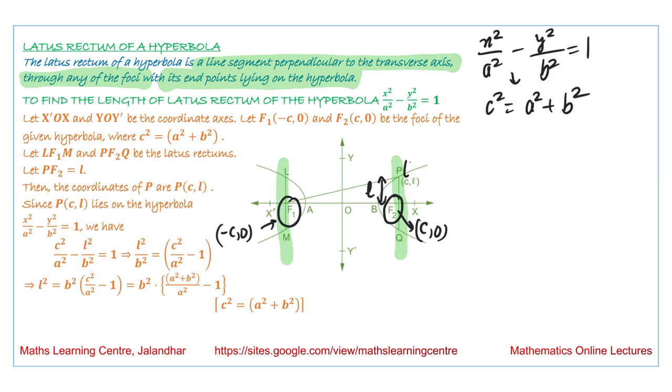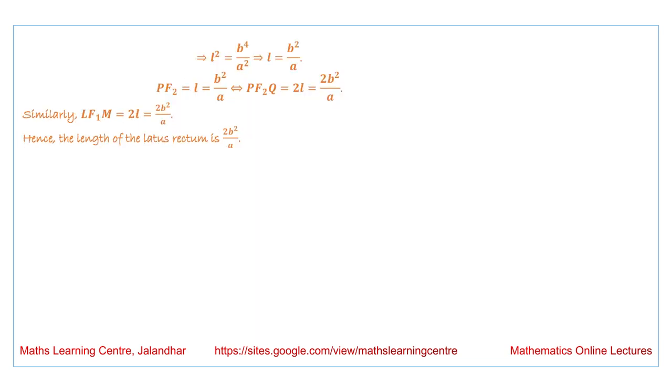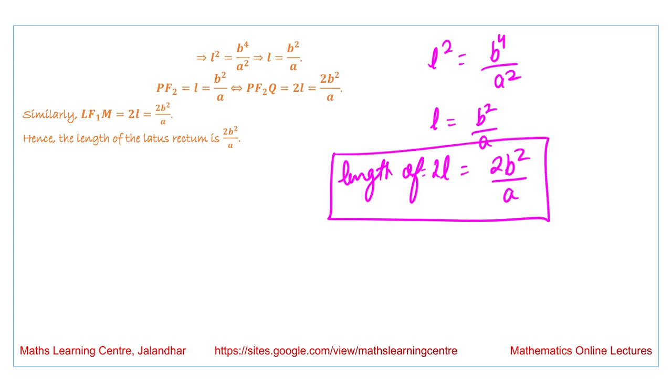Then the coordinates of this point P are (c, L), and this point should lie on the hyperbola. It means it will satisfy c square over a square minus L square over b square is equal to 1. From this we can calculate L square is equal to b square into (c square over a square minus 1). On solving, we obtain L square is equal to b raised to the power 4 over a square. So L is equal to b square over a, and the length of the latus rectum is 2 times L, that is equal to 2b square over a.